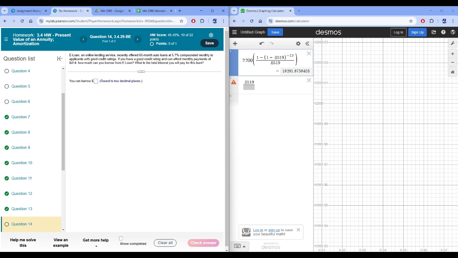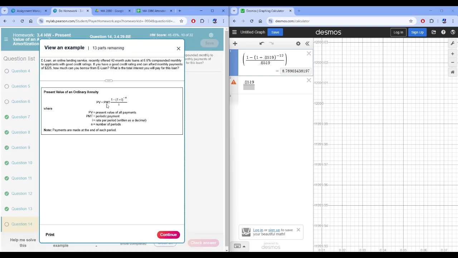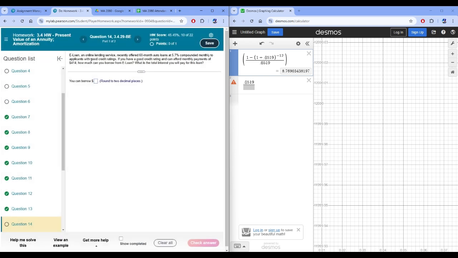eLoan, an online lending service, recently offered 60-month auto loans at 5.7% compounded monthly to applicants with good credit ratings. If you have a good credit rating and can afford monthly payments of $440, how much can you borrow? So we've got to find the future value, right? No. Why do I want the present value? Oh, because I haven't.